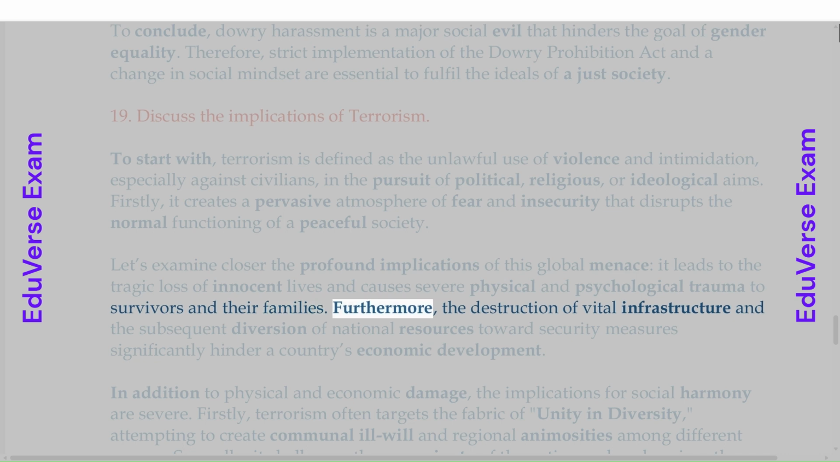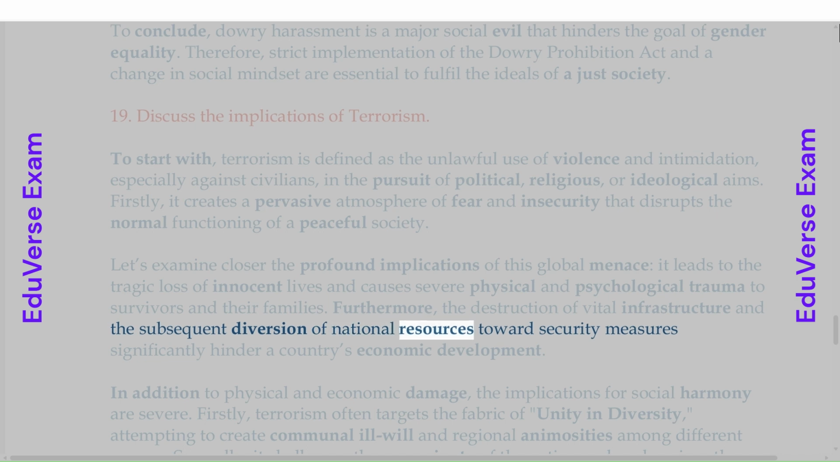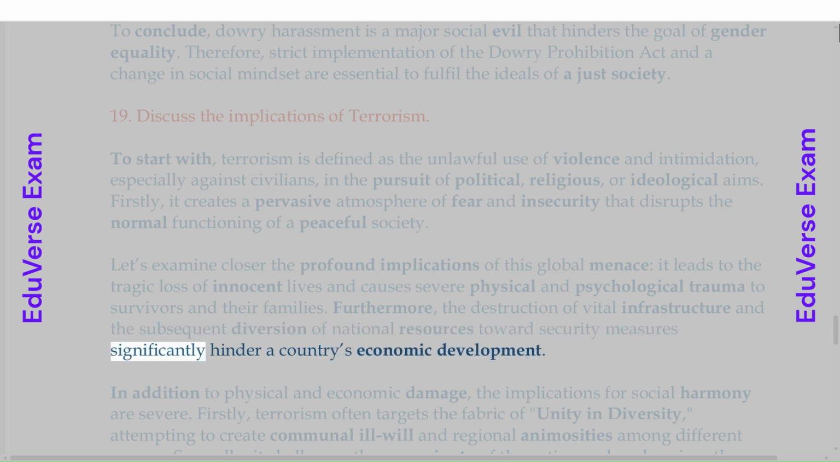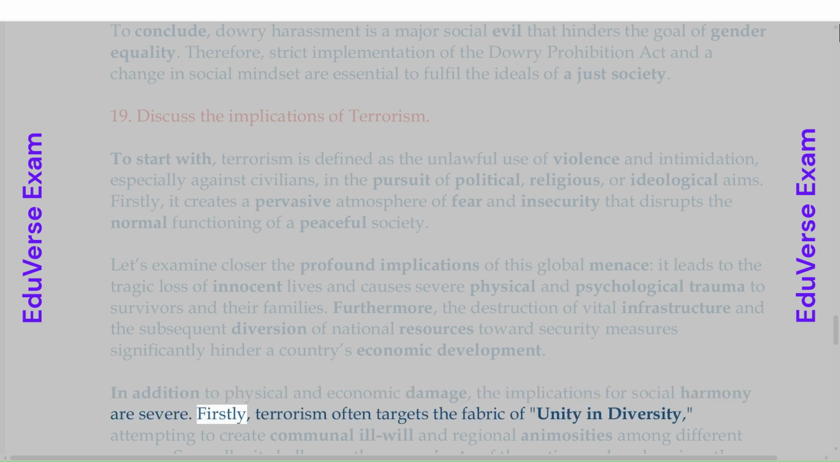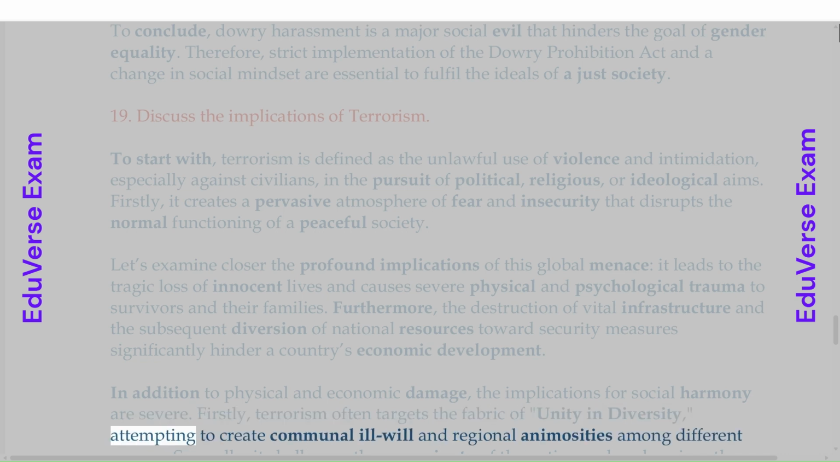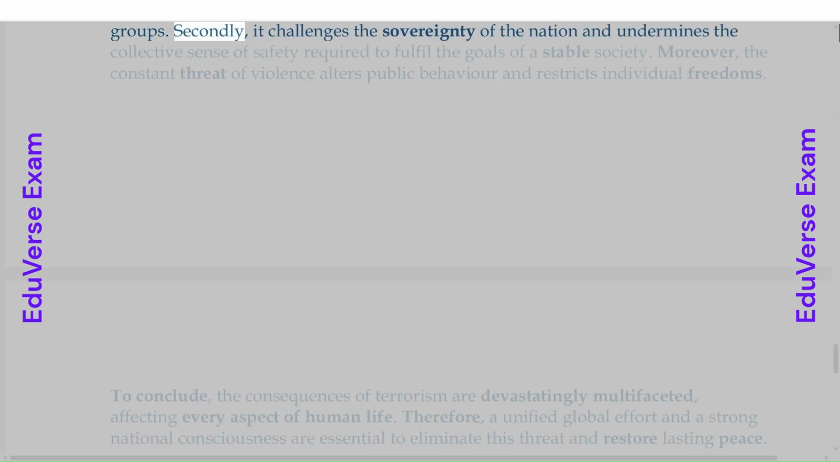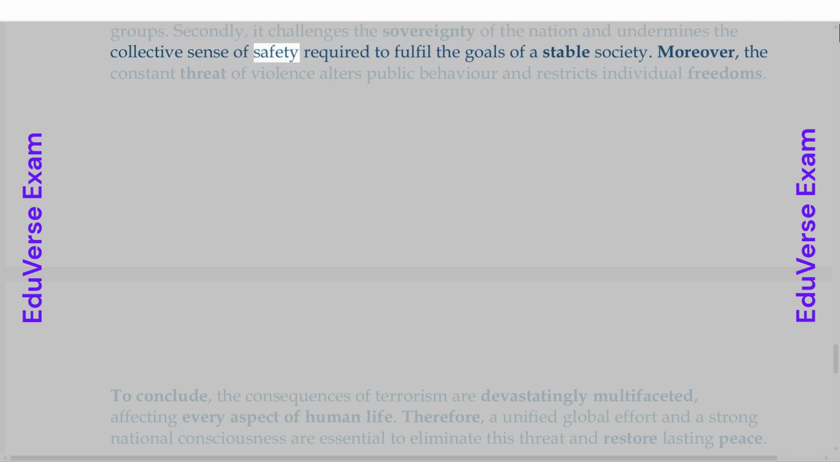Furthermore, the destruction of vital infrastructure and the subsequent diversion of national resources toward security measures significantly hinder a country's economic development. In addition to physical and economic damage, the implications for social harmony are severe. Firstly, terrorism often targets the fabric of unity in diversity, attempting to create communal ill will and regional animosities among different groups. Secondly, it challenges the sovereignty of the nation and undermines the collective sense of safety required to fulfill the goals of a stable society.